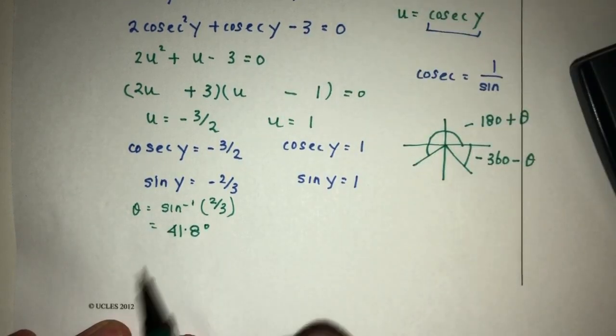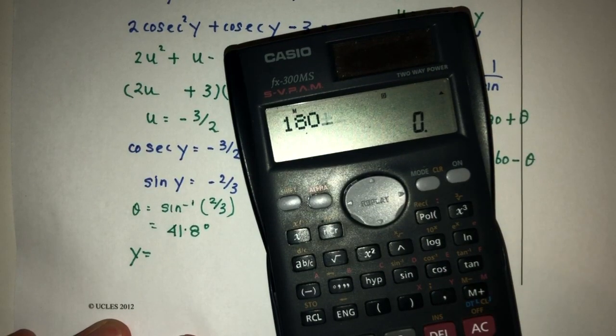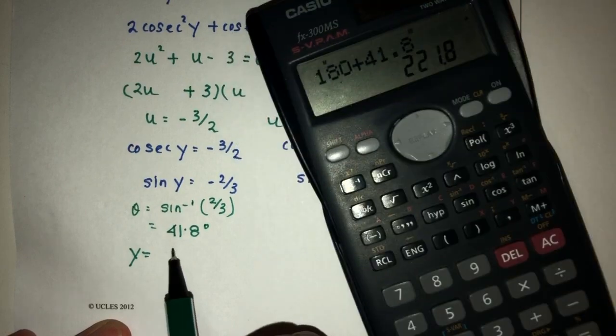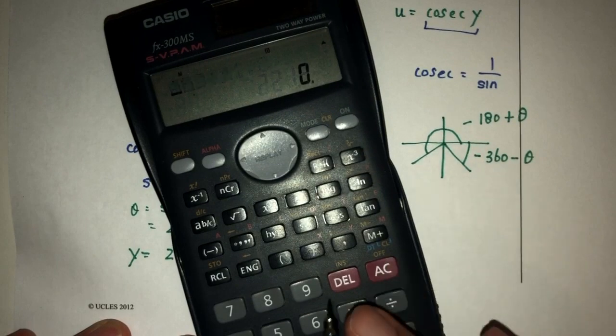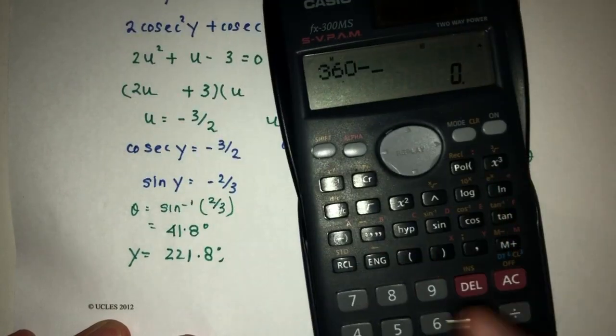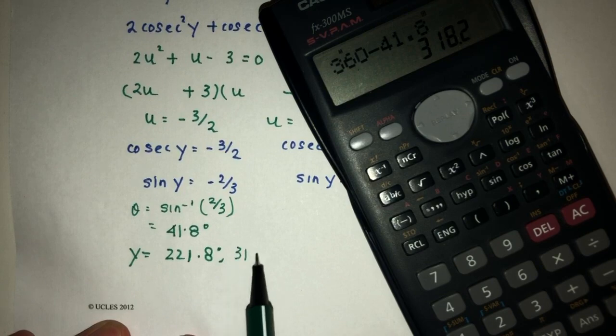Now this is not your answer. Y, according to your quadrants, will be 180 plus 41.8, that will be 221.8. And then we have 360 minus 41.8, that will be 318.2.